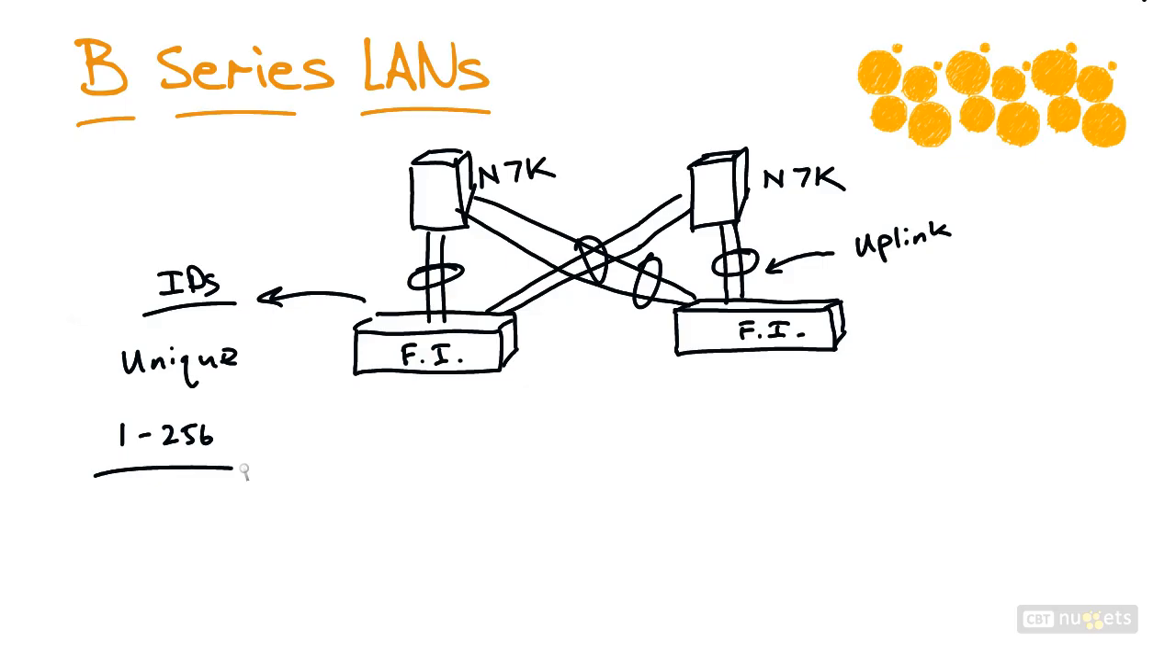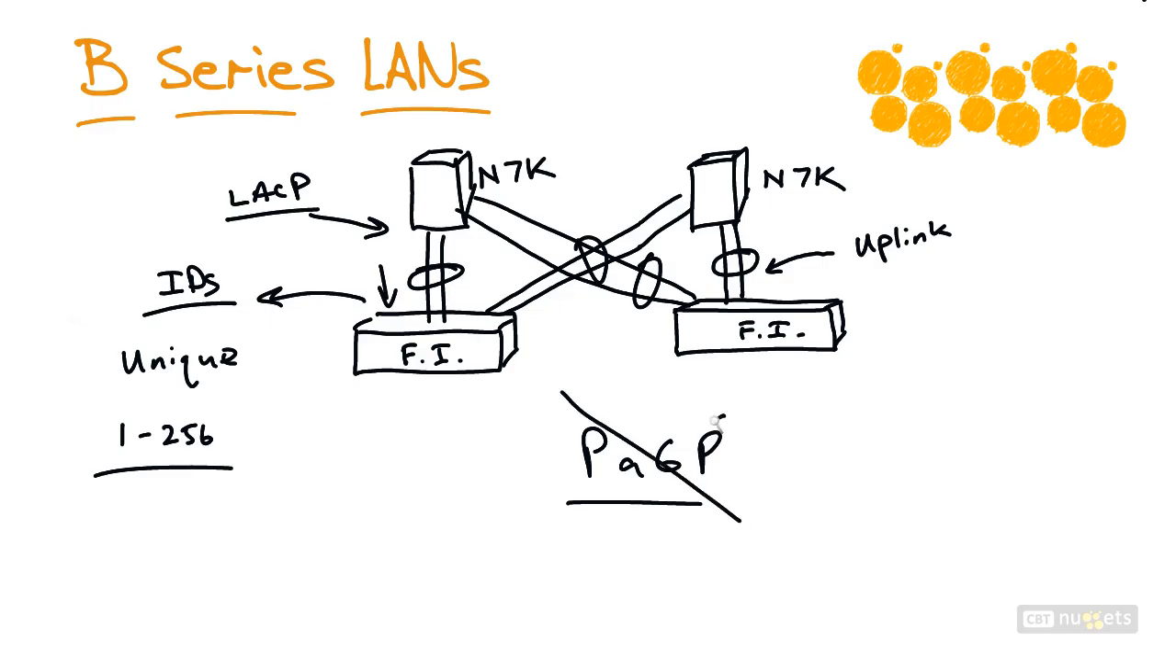Something else that I want to point out about these uplink port channels is the fact that we are going to use link aggregation control protocol upstream in order to form them on the Fabric Interconnects. Please note that Cisco's proprietary port aggregation control protocol is not supported in the UCS system. In fact, get used to it right now. The UCS system does not like proprietary protocols.